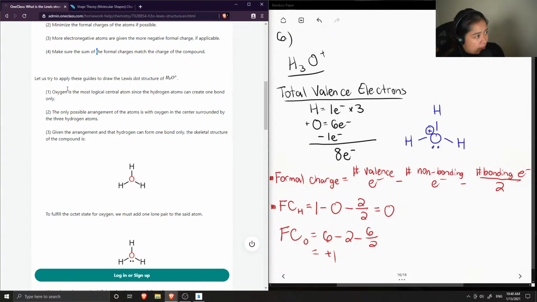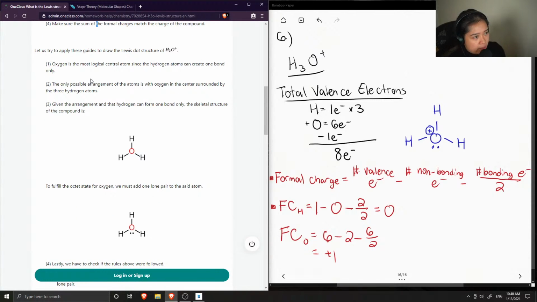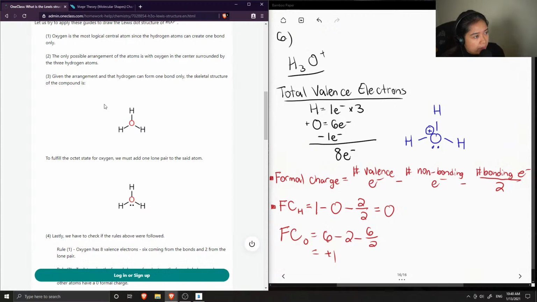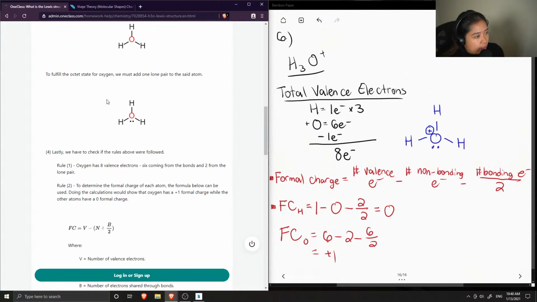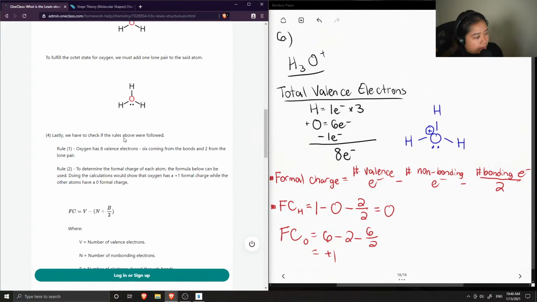And then they apply these guides to draw the Lewis dot structure of hydronium. Oxygen is the most logical central atom, since the hydrogen atoms can create one bond only. And then they drew the possible arrangement. And now they fulfill the octet state for oxygen. We must add one lone pair to the said atom.